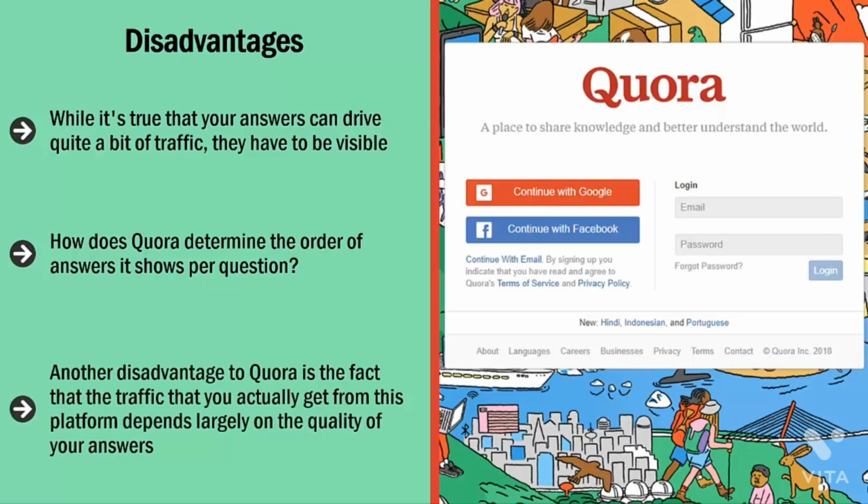Another disadvantage to Quora is the fact that the traffic that you actually get from this platform depends largely on the quality of your answers. This is not a simple case of just dropping a link at the right place and then sitting back and watching all that traffic come in. It doesn't work that way.